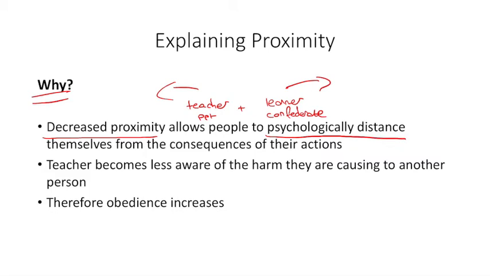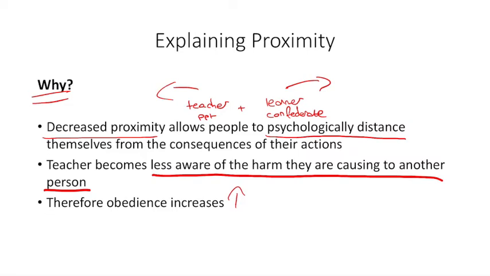Another way to think about this is the difference between shooting somebody at point blank range and being able to drop a bomb from a control center across the other side of the world. It is much easier when you've been able to psychologically distance yourself from the consequences of your actions, when the learner's suffering is less obvious. In this situation, the teacher becomes less aware of the harm that they're causing to another person. They're too far removed from it. And so they're less aware of how much suffering they are inflicting on another person. And therefore, this increases obedience rates.